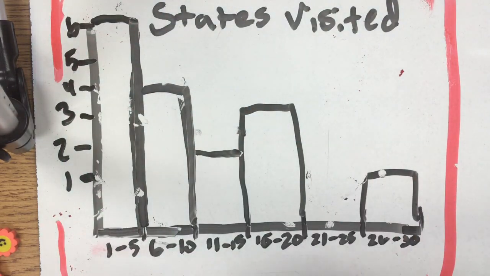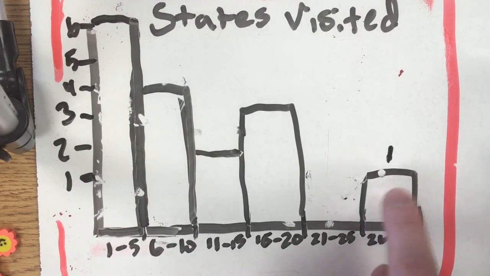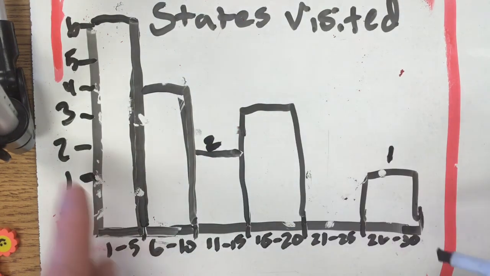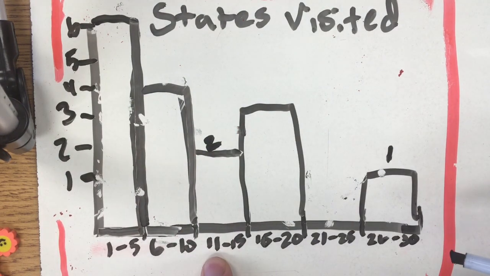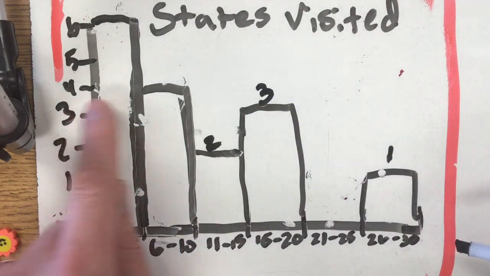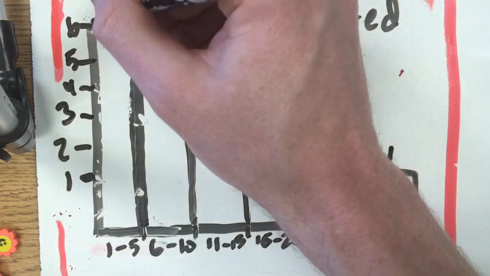You'll just see these bars, and you'll have to see, okay, so this is a 1, so that means 1 kid fell into this category. This is a 2, because 2 kids fell into this grouping. This is a 3, so 3 kids fell into this range. And this is a 4, 4 kids fell into this range. And this is a 6, 6 kids fell into this range.